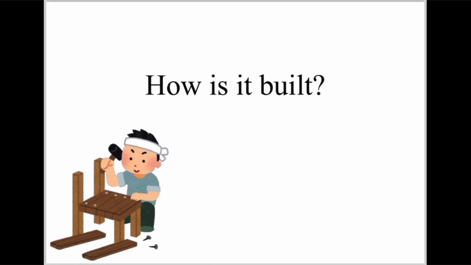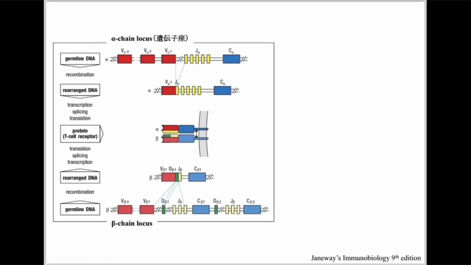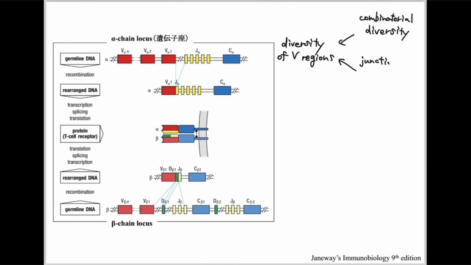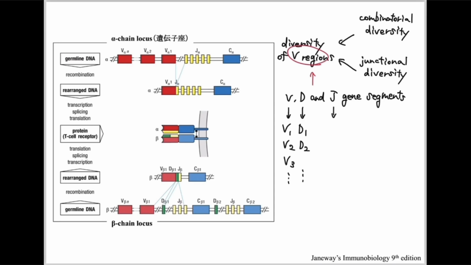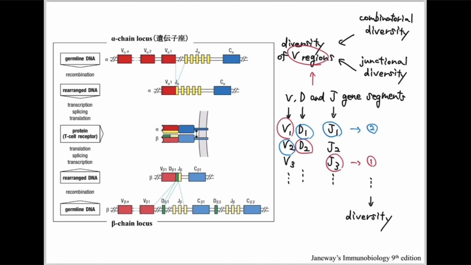How is it built? The diversity of V regions is generated by two main processes, combinatorial diversity and junctional diversity. V region is encoded by separate gene segments called V, D, and J gene segments. There are multiple copies of these gene segments, and it is a random selection of just one gene segment of each type that produces a great diversity of V regions.